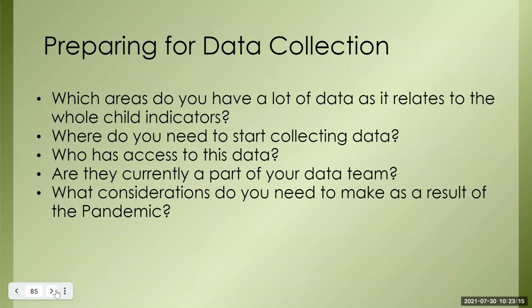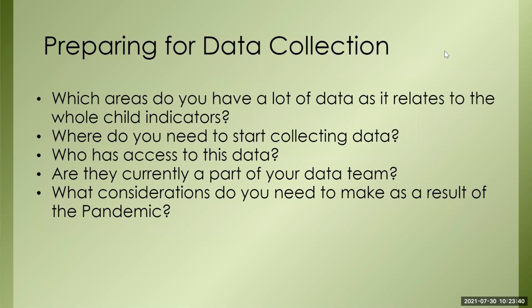So when you prepare to collect your information or your data, we want to consider the areas in which we have a lot of data. And oftentimes that is our demographic and our academic, right? And then thinking about how that relates to the whole child indicators. But then what are those areas that maybe we don't have a lot of information around? Where might we need to start collecting our information?